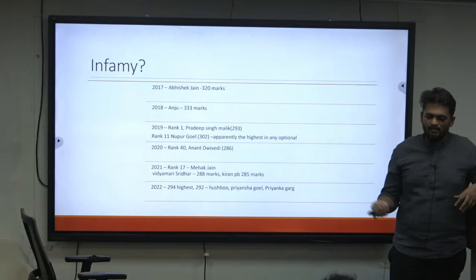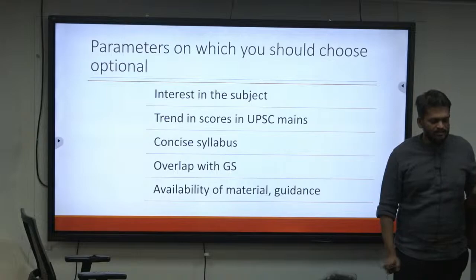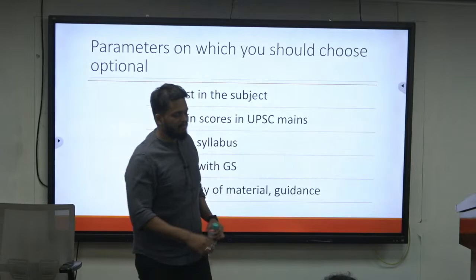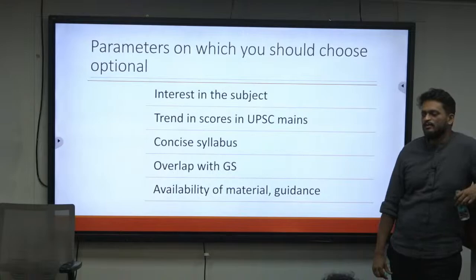The parameter on which you should choose an optional, the most important, is that you should have interest in the subject, because this exam will take more than a year. Mains is 1.5 years later, whatever you are going to write, and that means for the next 1.5 years, and if it is more than one attempt, then probably 2 years, 3 years, you have to stick with that subject and study every day for 3 hours for such a long time on the same subject.